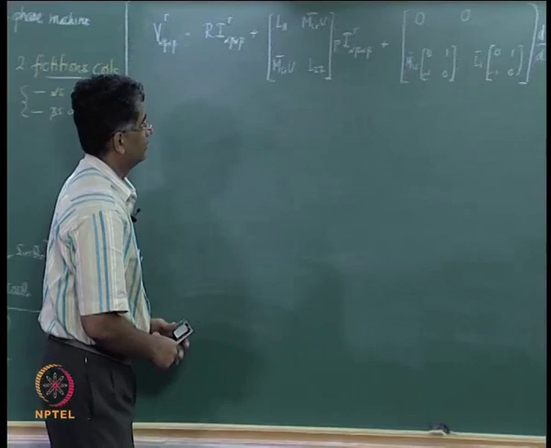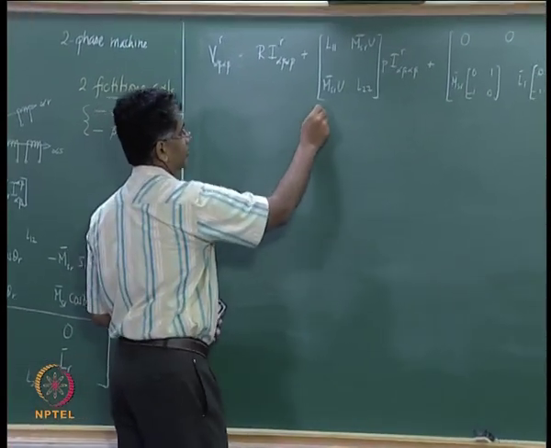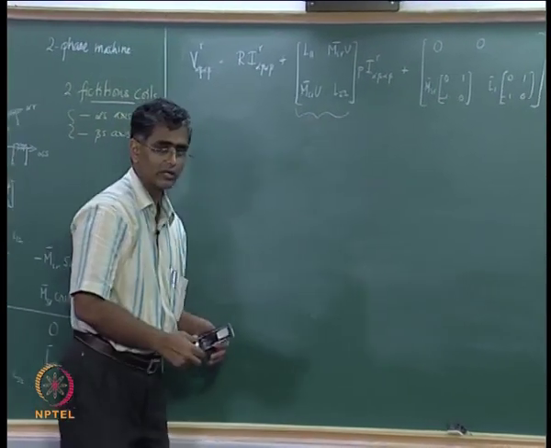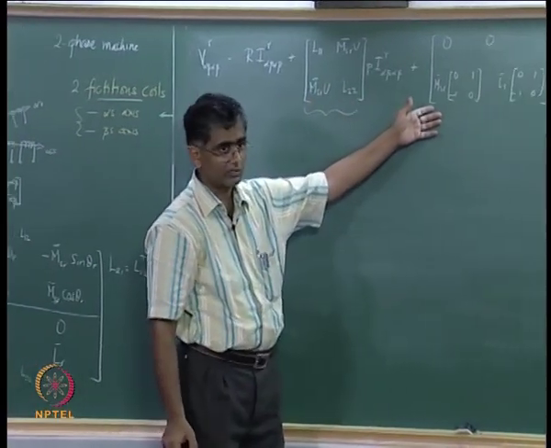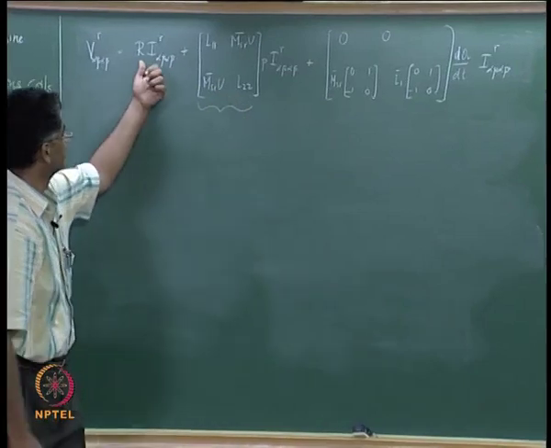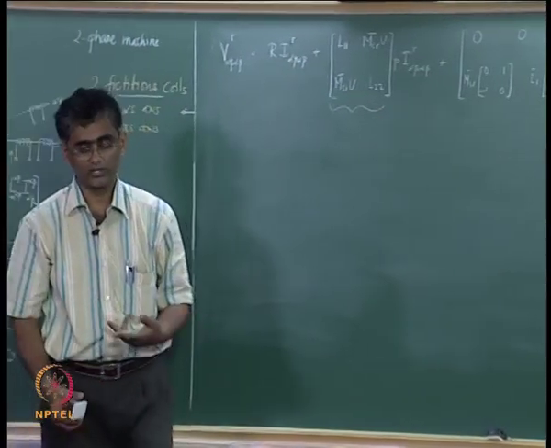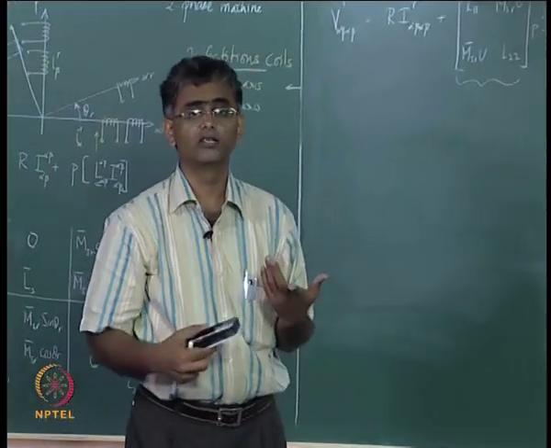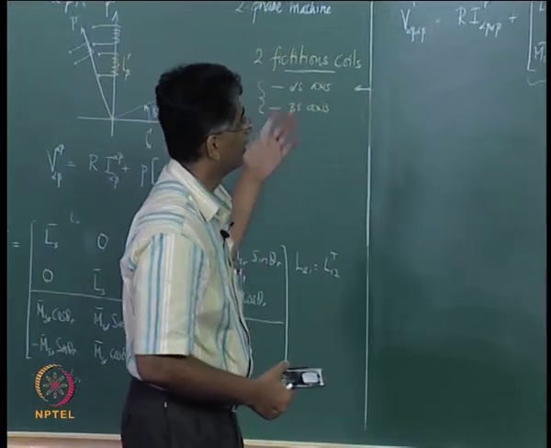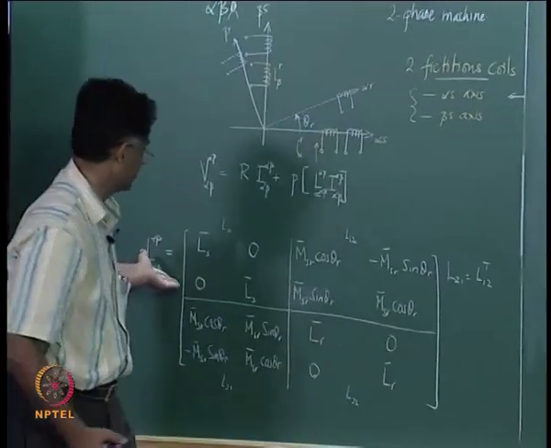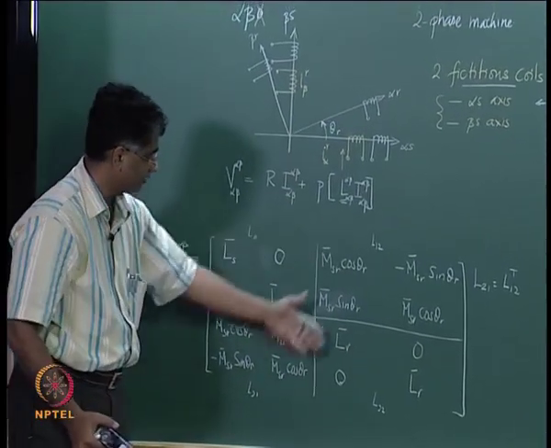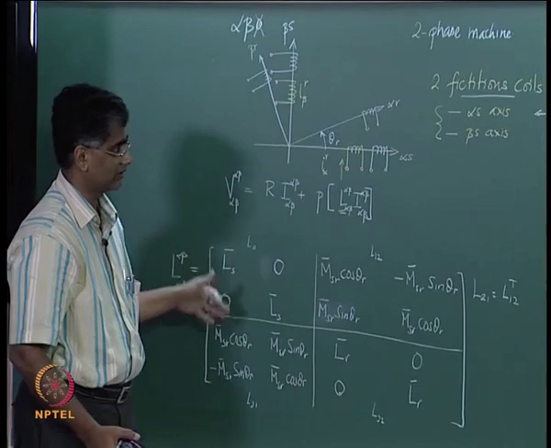So, now you see that this matrix does not have the rotor angle in it, this matrix also does not have the rotor angle in it, the resistance anyway does not have the rotor angle in it. Therefore, the electrical description of this system now does not have the rotor angle involved, unlike this inductance matrix where you had the rotor angle inside this.